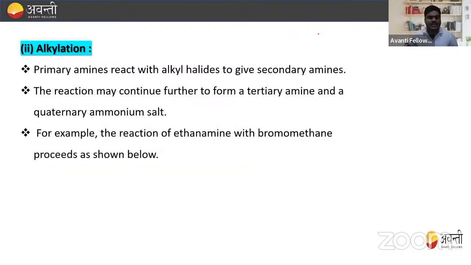Now let's see the second chemical property, that is called alkylation. So basically, primary amine reacts with alkyl halide, right? So the primary amine reacts with alkyl halide to give secondary amine. The reaction may continue further to form a tertiary amine and a quaternary ammonium salt. For example, the reaction of ethanamine and bromoethane proceeds as shown below.